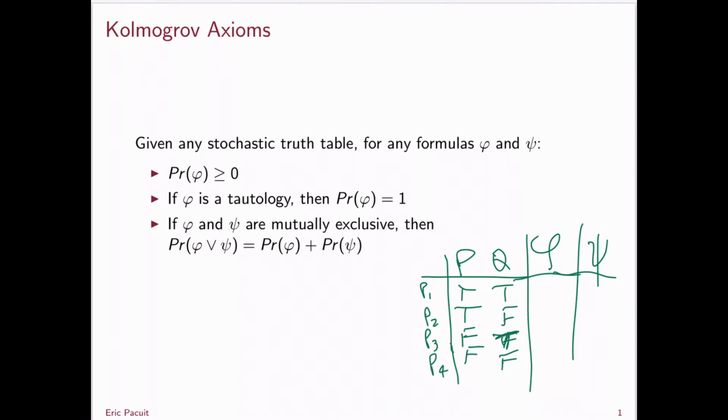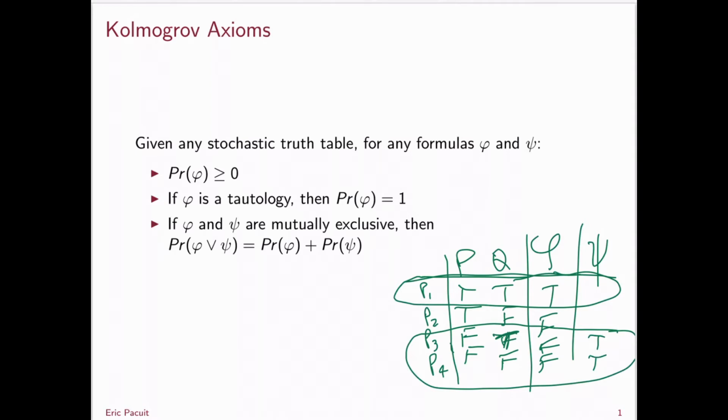Now, let's say that phi and psi are never true on the same row. So let's say that phi is true only on row 1, so this is where phi is true. And let's say that psi is true only on rows 3 and 4. So psi is true here and here, but false everywhere else. Now, the probability of psi is going to be P3 plus P4, and the probability of phi is going to be P1. Now, what is the probability of phi or psi?